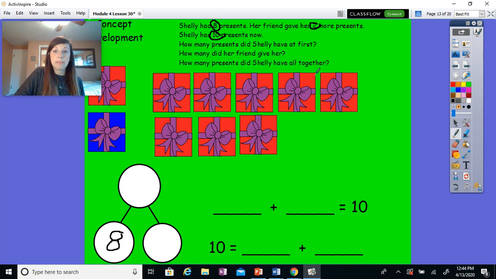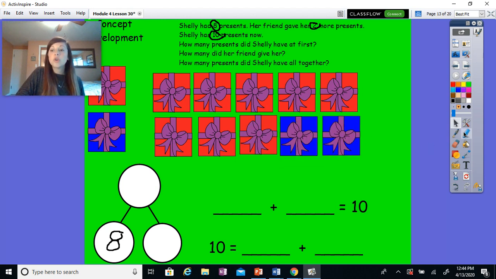Then I need to look back at my question. Her friend gave her 2 more presents. So I'm going to change my color to blue and count out 2. Ready? 1, 2. So her friend gave her 2 more. So that means I'm going to write it in the other part because that's not how many she has all together. It's just a part. She started with 8. Her friend gave her 2 more.